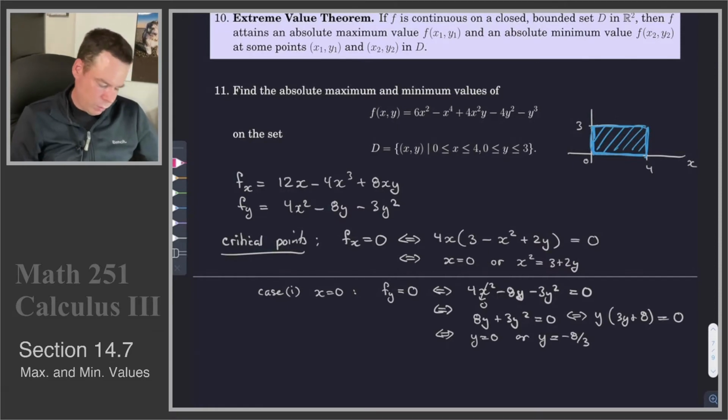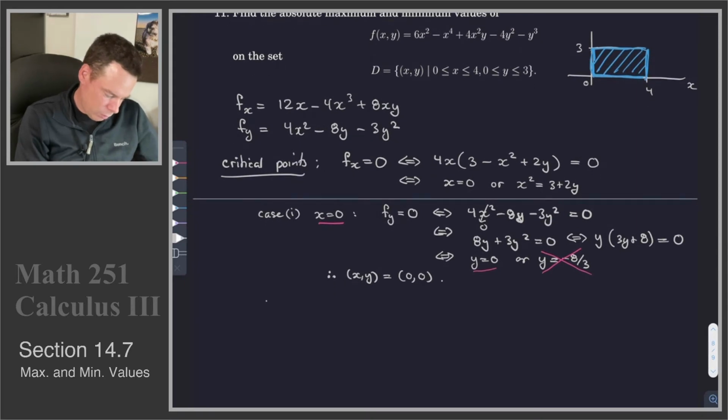So let's back up. What did we do? We said if the x partial is 0, then that's because either x is 0 or this other expression is true. So we're focusing on the case where x is 0. So in the case when x is 0, then we also need the y partial to be 0. And that y partial is 0 either when y is 0 or when y is equal to -8/3. But if y is equal to negative 8/3, that's not in the domain. So we can throw that one away. And therefore, we have in this particular case, the critical point that comes up is x equals 0, y equals 0.